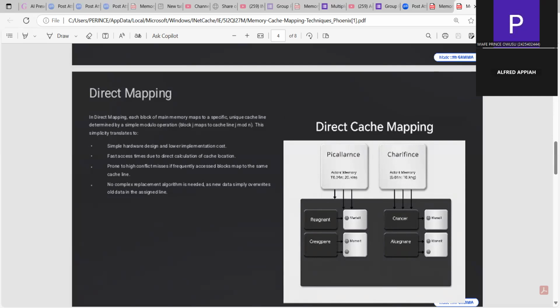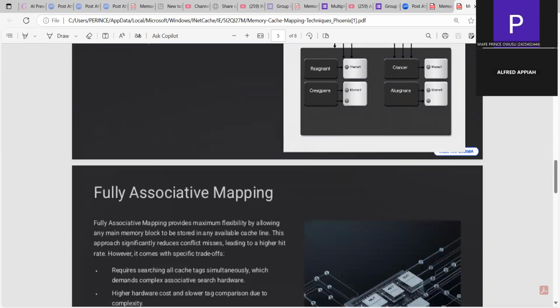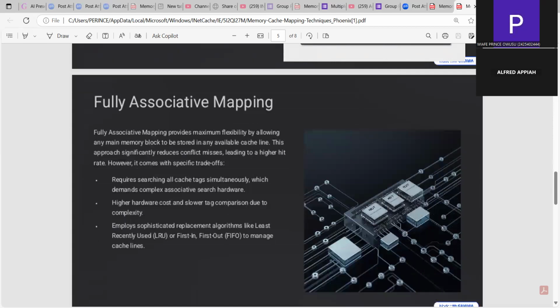So I'll be moving to the next slide. We have the fully associative mapping. It provides maximum flexibility by allowing any main memory block to be stored in any available cache line. This approach significantly reduces conflict misses, leading to a higher hit rate.